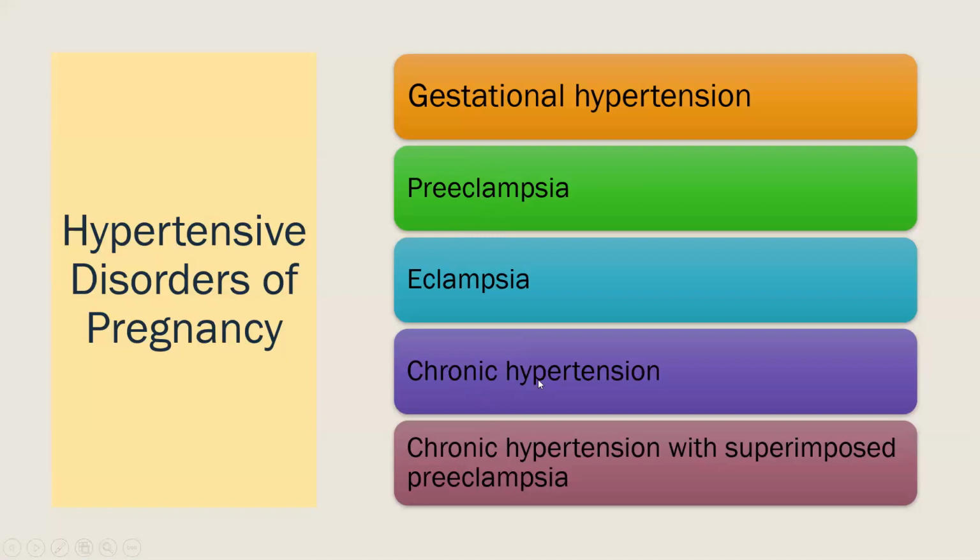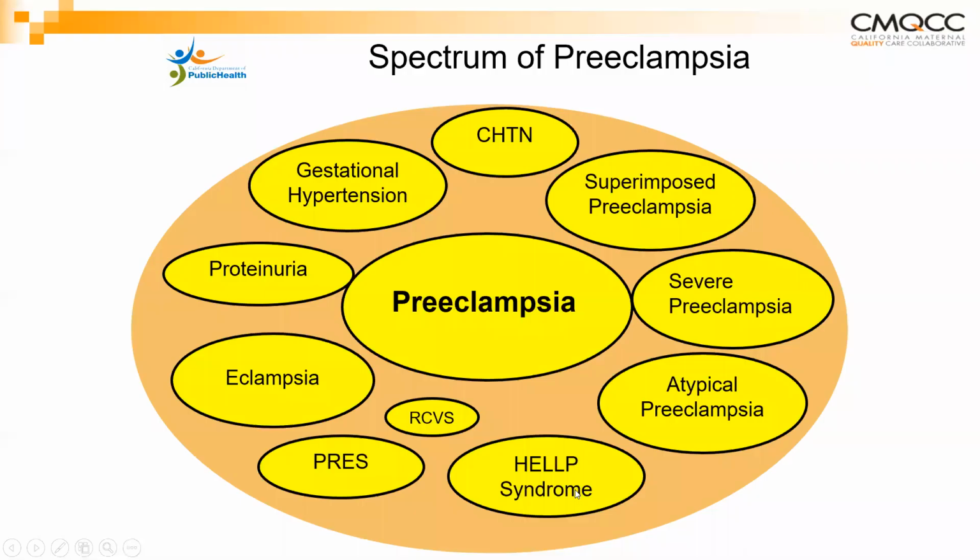And then, like I said, we have chronic hypertension before the 20th week of pregnancy, and then chronic hypertension with superimposed preeclampsia, where you have a person that has hypertension before she got pregnant, and now she also has preeclampsia. So we're going to move into each of these and discuss them.